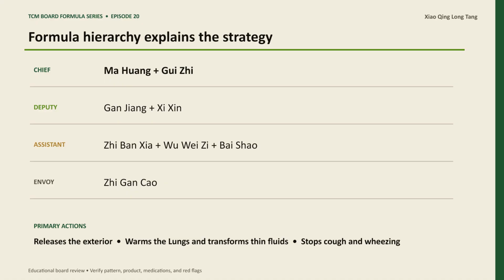Now organize the hierarchy. The chief is Ma Huang and Gui Ji. The deputy level is Gan Jiang and Xi Xin. The assistants are Zhi Ban Xia and Wu Wei Zi and Bai Shao. The envoy role is Zhi Gan Cao. Together, the formula releases the exterior, warms the lungs and transforms thin fluids, stops cough and wheezing.